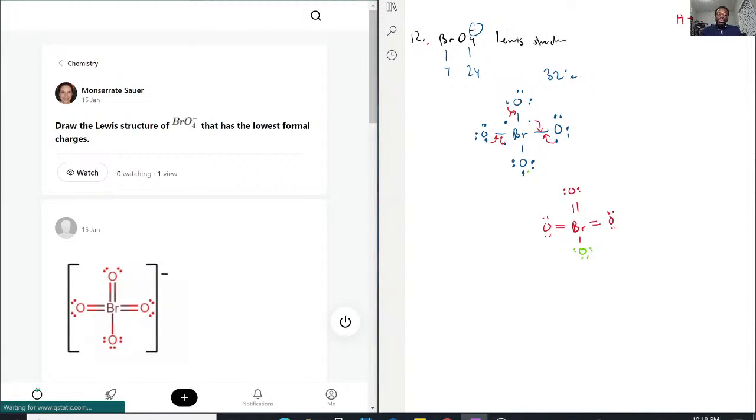Now they're asking for the one with the lowest formal charge. This one I usually instinctively solve with the lowest formal charge in mind. But what do they mean by formal charge? Okay, so bromine here, if we were to draw a formal charge of 0, what bromine typically looks like, it would really just be 3 lone pairs and 1 bond. All right, but unfortunately that's not even close to what we have here.